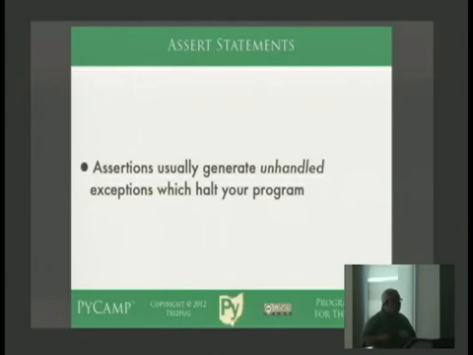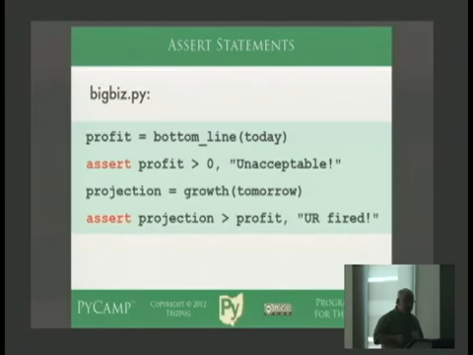And assertions usually generate some unhandled exception, and that will normally cause your program to halt. So anytime we're executing this code right here, the first assertion that is shown to be false is going to stop this BigBiz program.